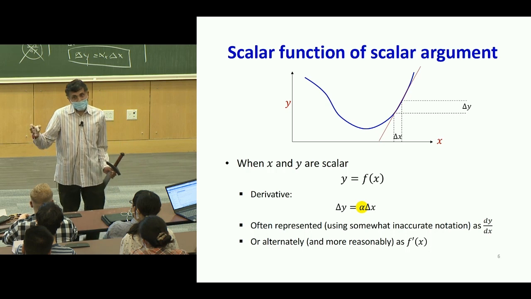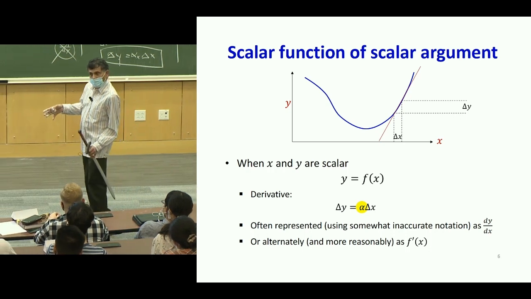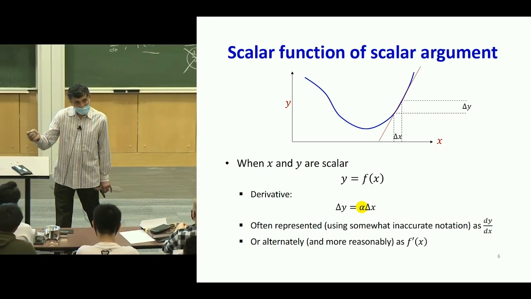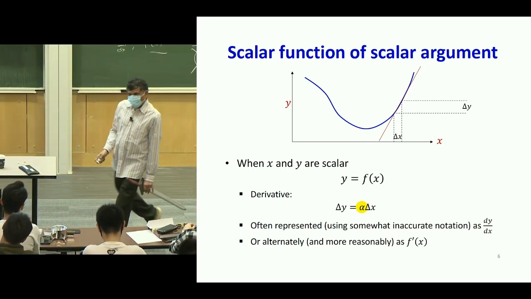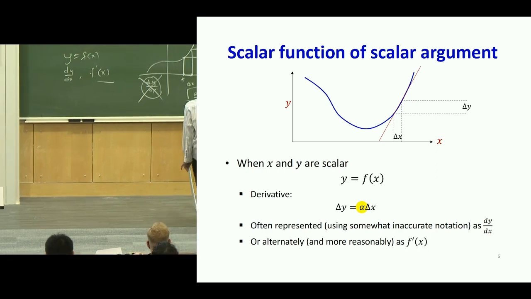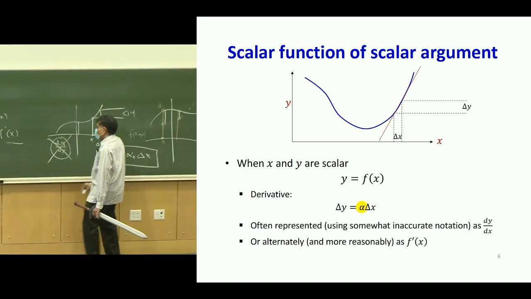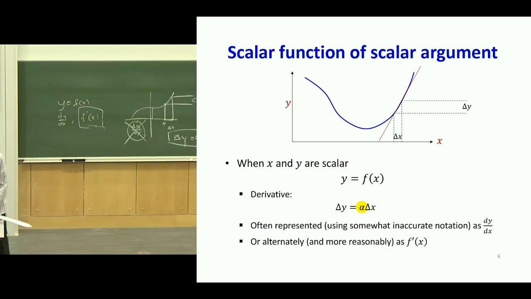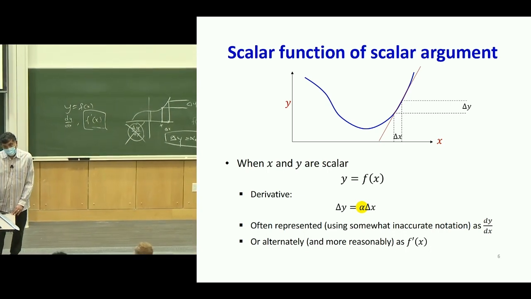Does this indicate that this is actually a function of x? No, right? The derivative depends on where x is. So the derivative here is going to be very different than the derivative here. This notation actually is a much cleaner notation. It tells you where you are, right? That the slope depends on where you are, right?